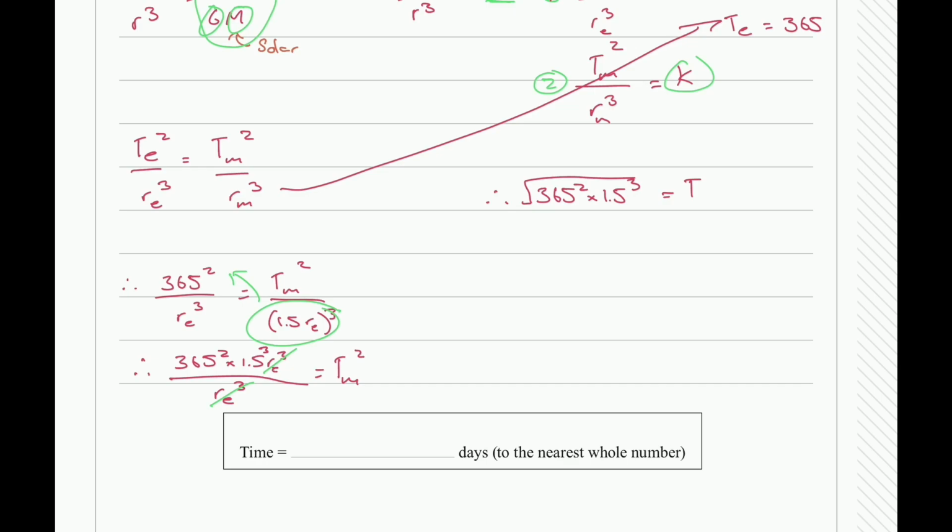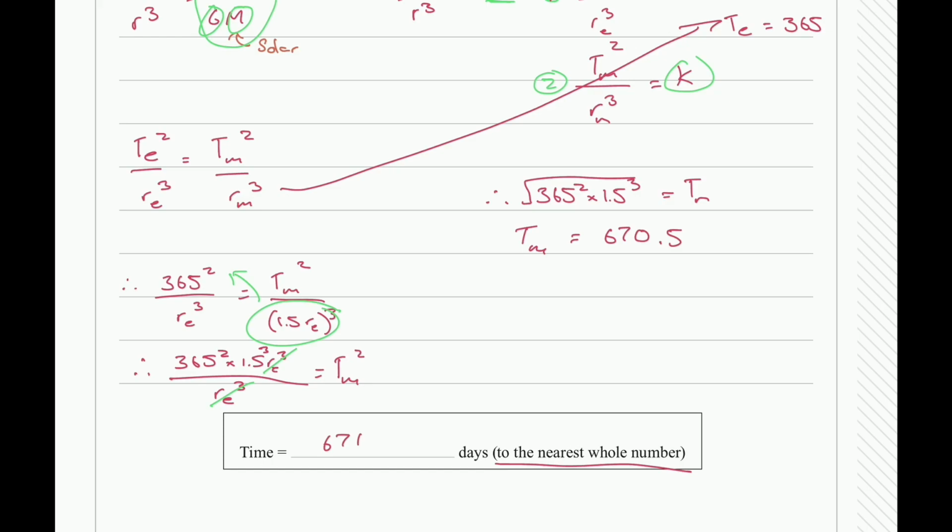And when we put it into our calculator, we end up getting a TM equal to 670.5. And we have a look at what we're trying to find, to the nearest whole number and in terms of days. So to the nearest whole day, we end up getting 671 days.